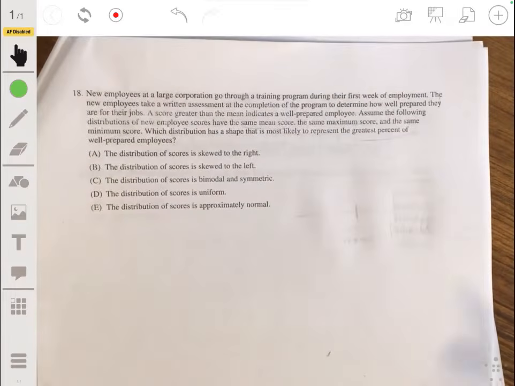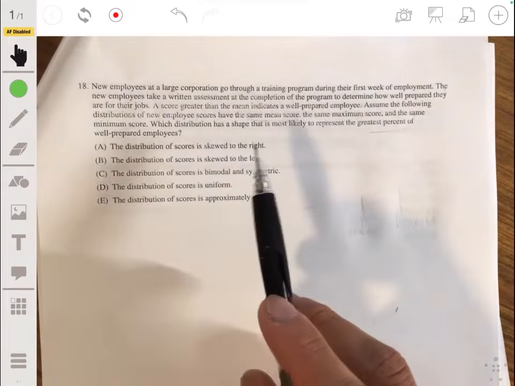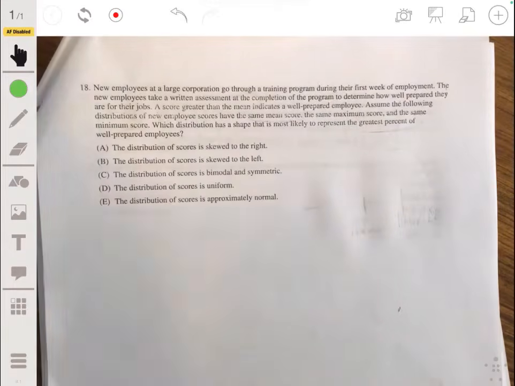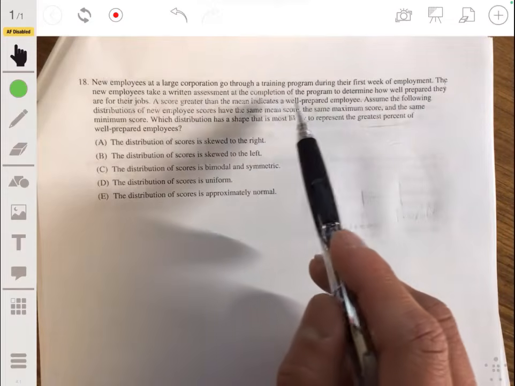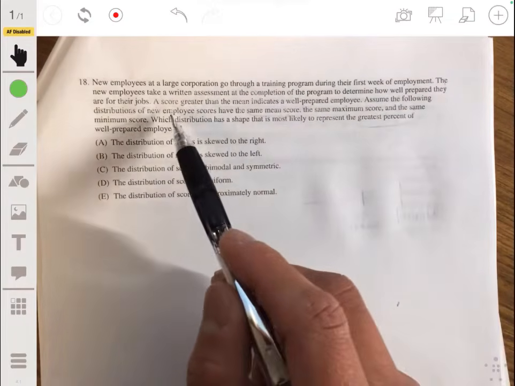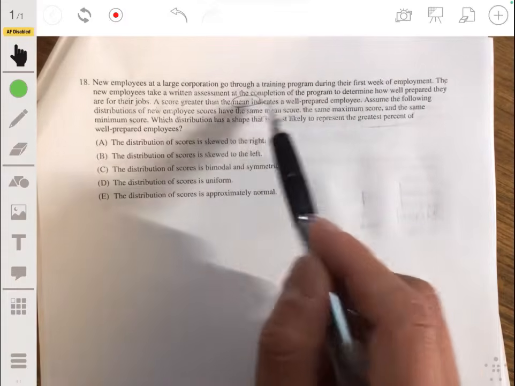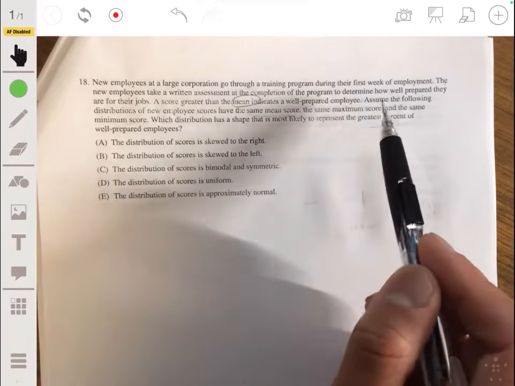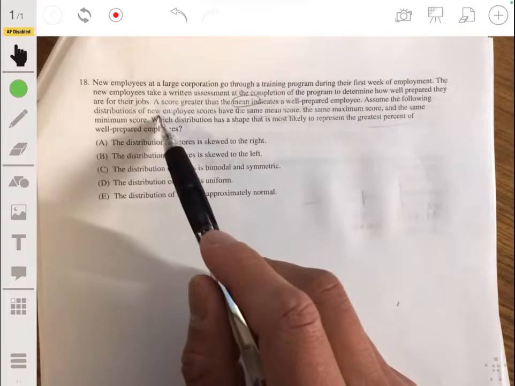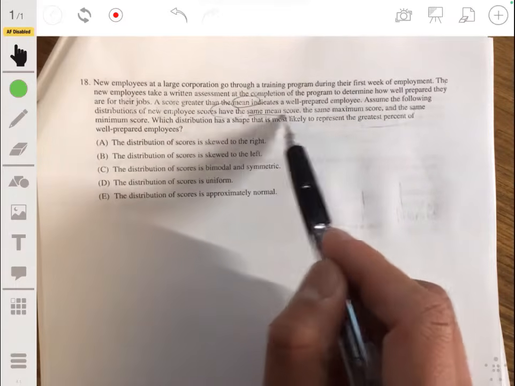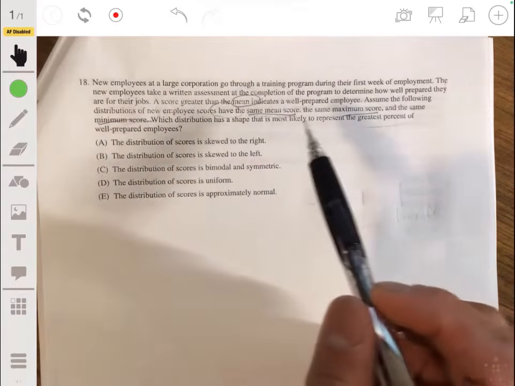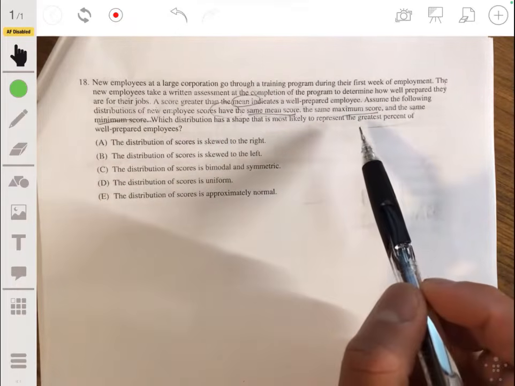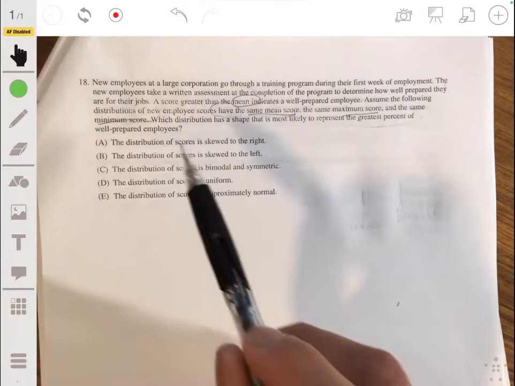All right, look at number 18. Okay, so new employees at a large corporation go through a training program during their first week of employment. The new employees take a written assessment at the completion of the program to determine how well prepared they are for their jobs. A score greater than the mean indicates a well-prepared employee. Assume the following distributions of new employees' scores have the same mean score, the same maximum score, and the same minimum score. That's interesting. Which distribution has a shape that is most likely to represent the greatest percent of well-prepared employees?